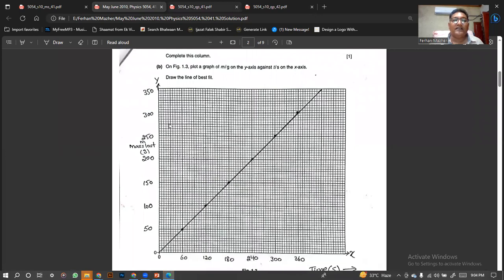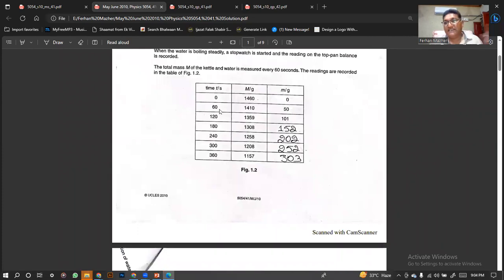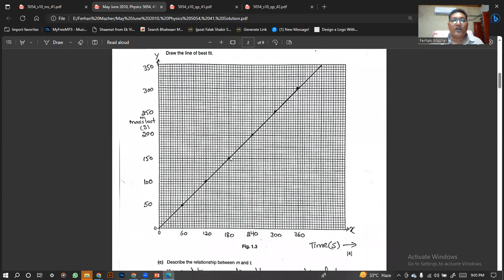So then what we will do, according to this table, at 0, you will have 0. At 60, this is x-axis, this is y-axis. At 60, you will have 50. At 120, you will have 101. At 180, you will have 152. At 240, you will have 202. And at 300, you will have 252. At 360, you will have 303. So I will plot these points, and you can see here we have plotted this point, this point, this point, this point, this point, and this point. Then we will draw a line of the best fit. So I hope you understand this.